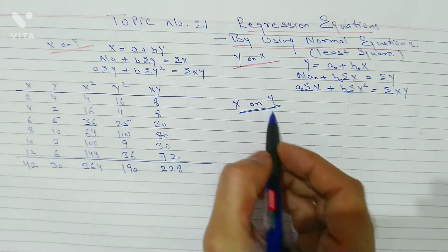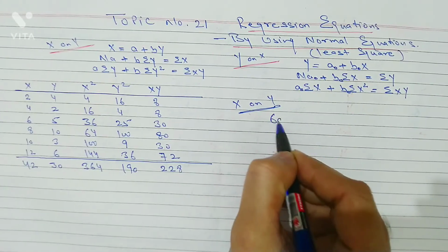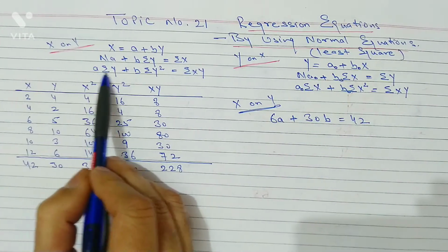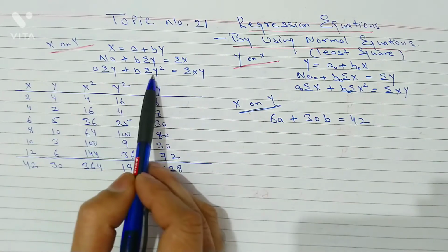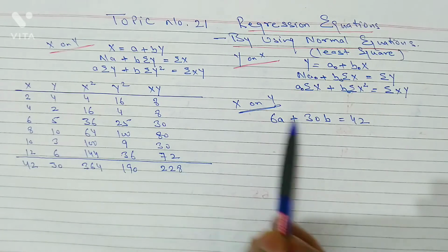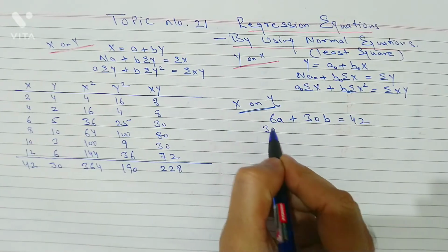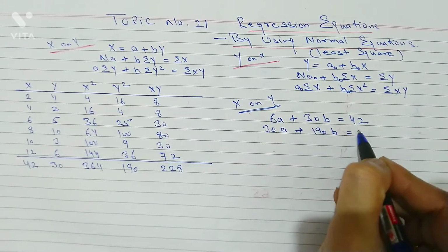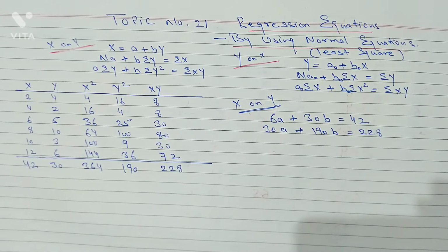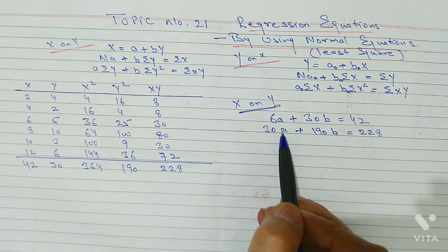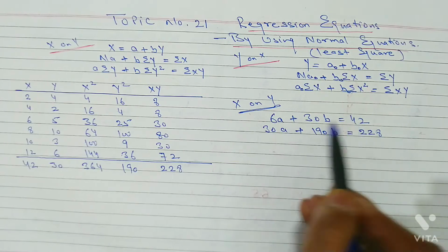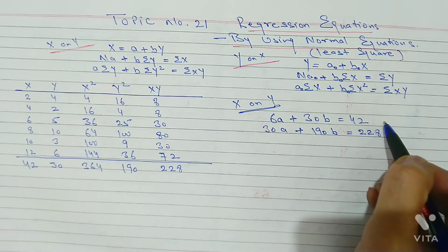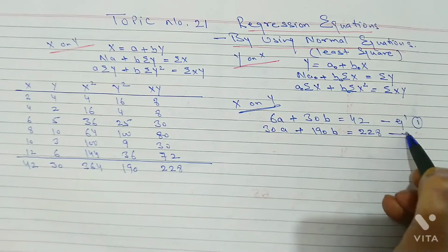From this equation, we get 6a plus 30b equals 42. From the other equation, by putting the values of summation y square and summation xy, we get 30a plus 190b equals 228. Now by equalizing the coefficients of a, multiply the first equation by 5. Name them as equation number 1 and equation number 2.